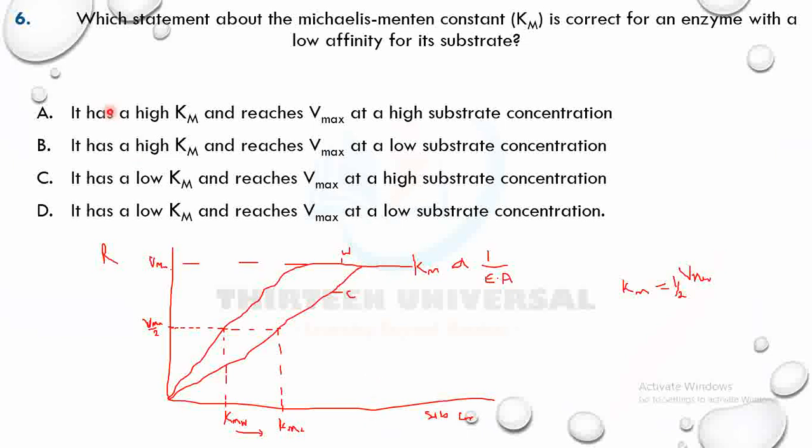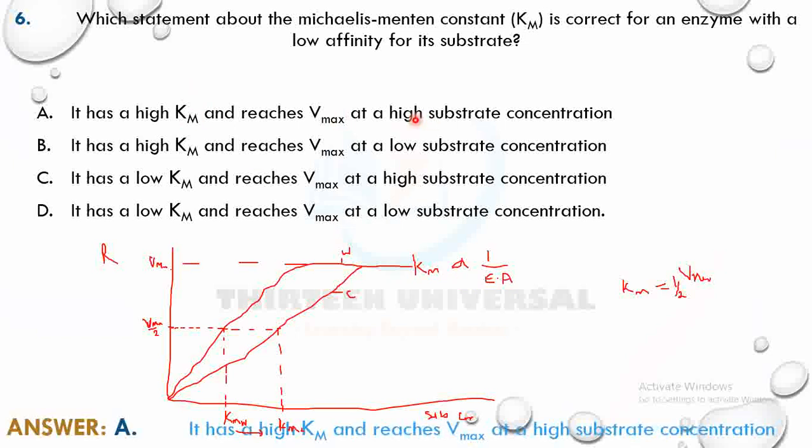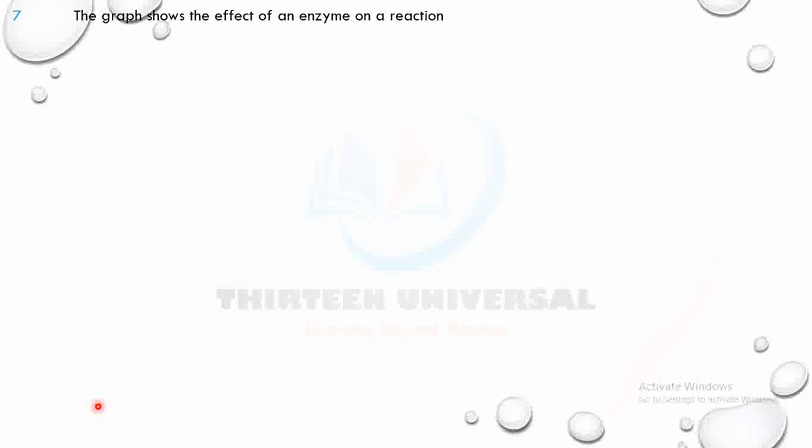So if you check A and B, you see why it is A. Because it has high Km, it is going to require high substrate concentration to reach Vmax. And why does it have high Km? Because it has low affinity, and Km is inversely proportional to enzyme affinity. So the lower the affinity, the higher the Km, and the higher the Km, the higher the substrate concentration required to reach Vmax. That's why the answer is A, guys. Let's go to the next question.